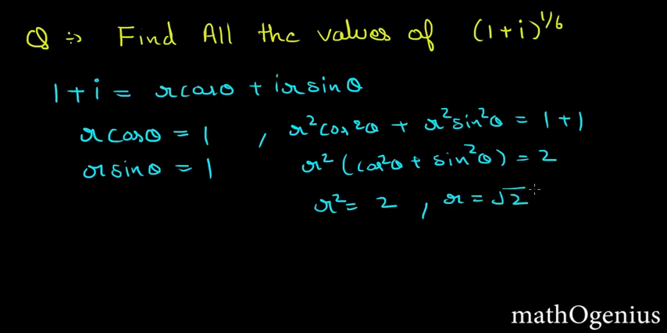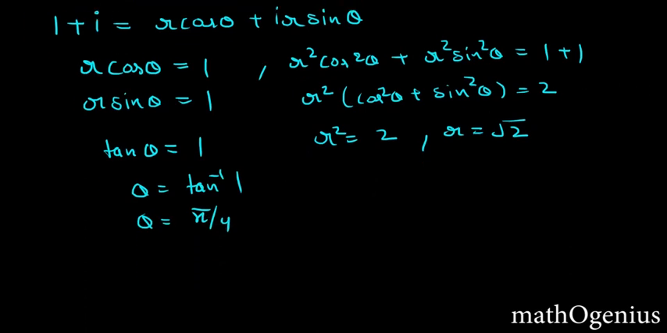You can either find the value of theta by putting r here and then taking cos inverse, or there is a simple thing: divide these two, so r gets cancelled out and we get tan theta, because sin upon cos is tan theta, equal to 1, and theta is equal to tan inverse 1, and tan inverse 1 is pi by 4. So from these things we get r is equal to root 2 and theta is equal to pi by 4. Now let's put it in the above equation.